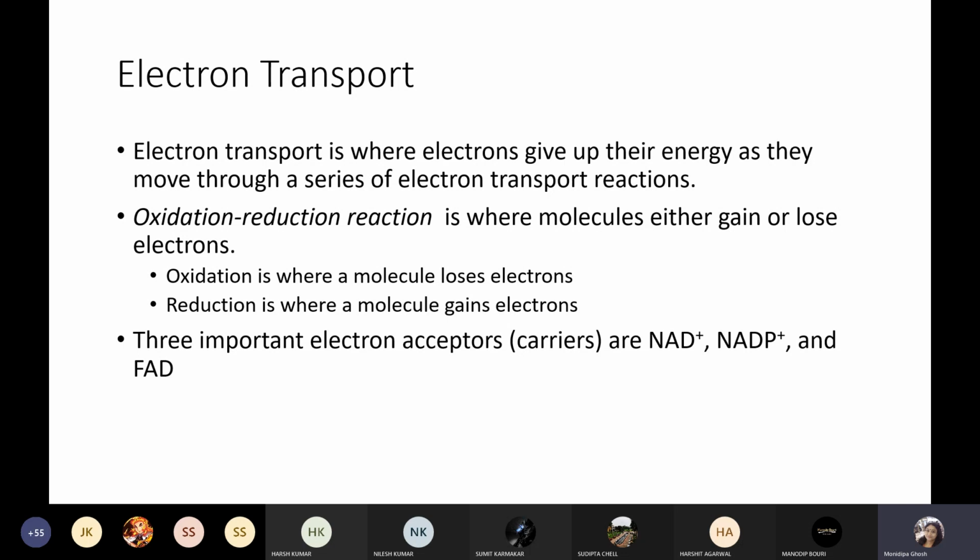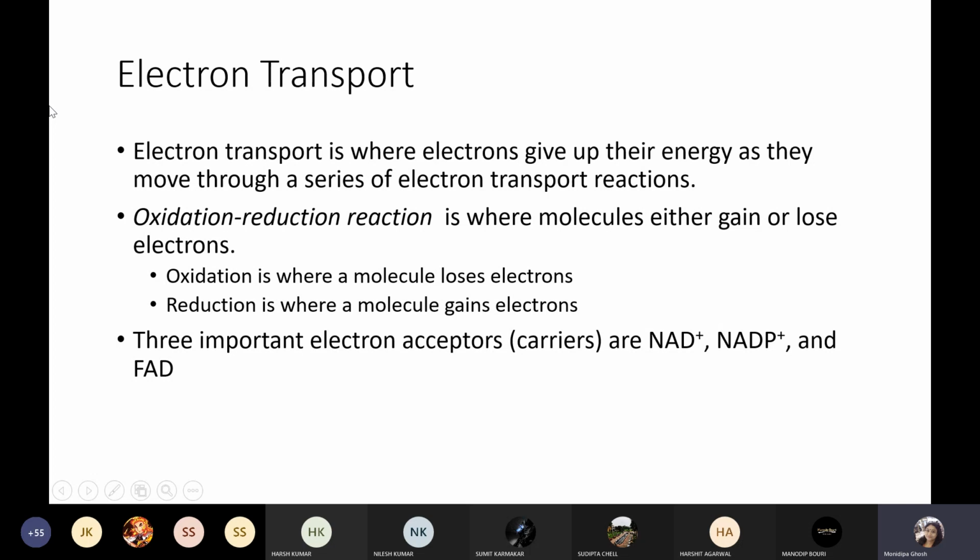So there are specific sites inside the cell where there are different electron carriers, and as the baton in a relay race is handed over from one person to another, here electrons are passed from one cofactor, from one electron carrier to another, and at that time in a chain system they move, forming an electron chain, and they give their energy.